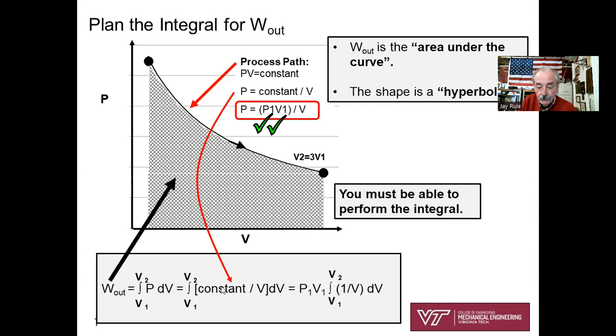And so what I'll do is pull P1 V1 out of the integral sign. That's a constant, it's not a variable. And so you must be able to perform this integral right here. I'm going to work you through it, but think in your mind before we go to the next slide: do I know how to do this integral right here?